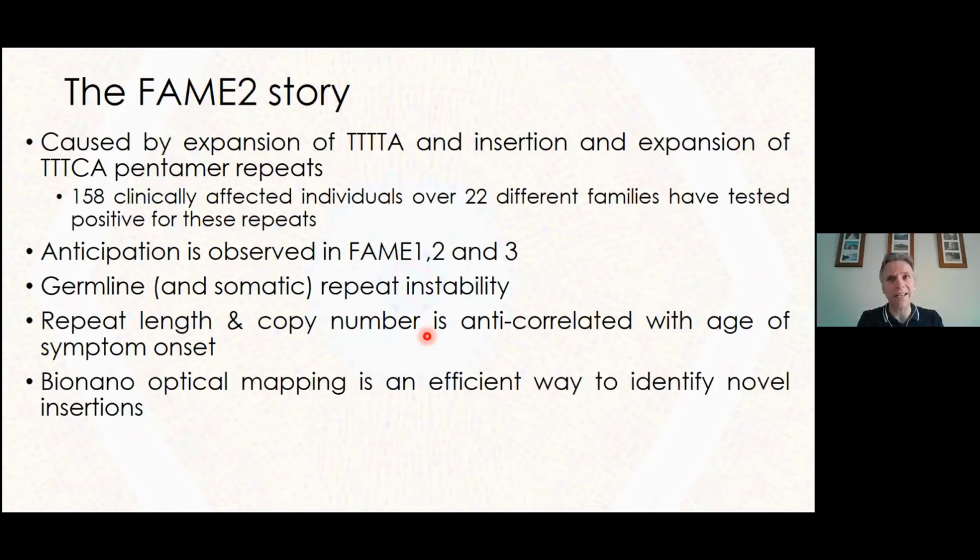And of course, Bionano optical mapping is a very efficient way to identify novel insertions, and certainly a technology that you should consider in some of these unresolved families.